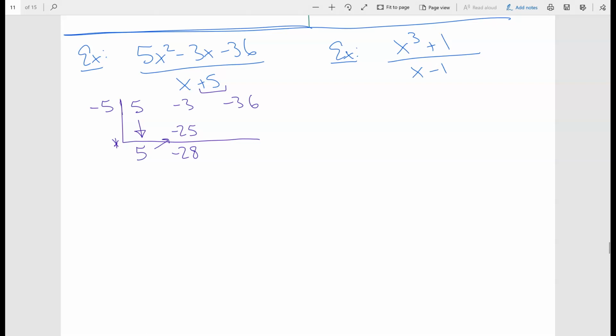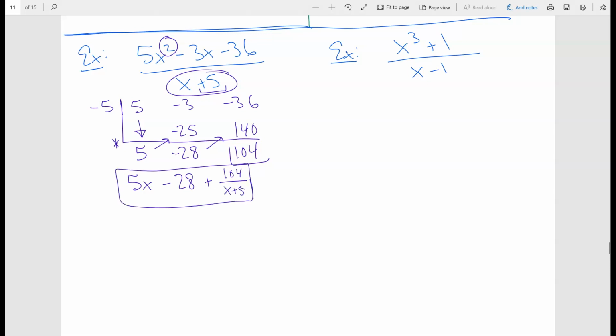Okay. Then we're going to multiply it again. So 28 times 5. That's going to give me 140. It's positive. Then 140 minus 36 is going to give me 104. Okay, this is where we end. So basically, notice that this was an x squared, so it's going to go one less, so it's going to be 5x minus 28 plus 104 divided by x plus 5. So this guy right here is my division.